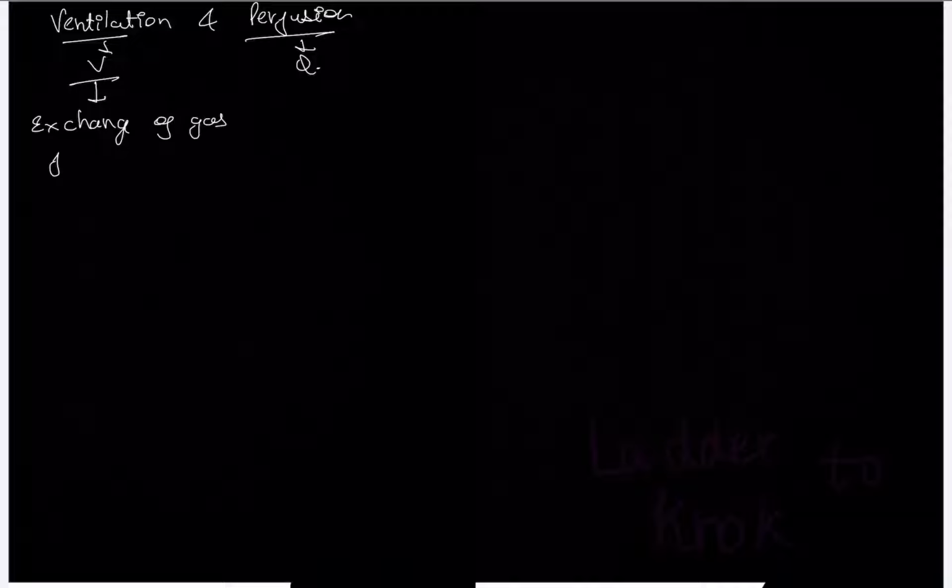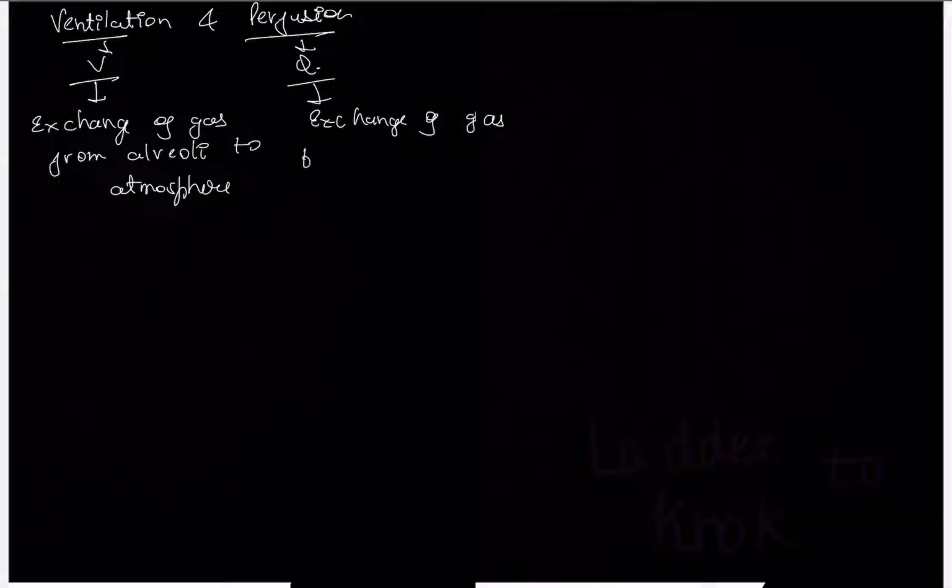Hello guys, today we are going to study a new topic in physiology: ventilation and perfusion. What are these two terms? Ventilation we will represent by V, perfusion we represent by Q. Ventilation is basically the exchange of gas from the alveoli to the atmosphere. Perfusion is basically the exchange of gas between the blood capillaries and the alveoli.